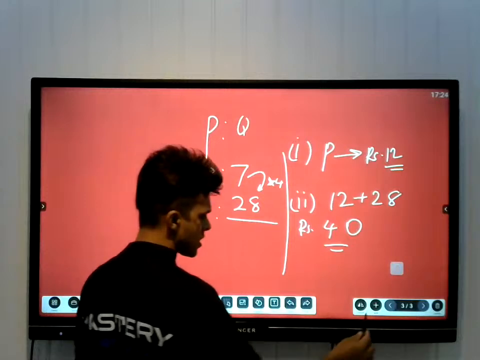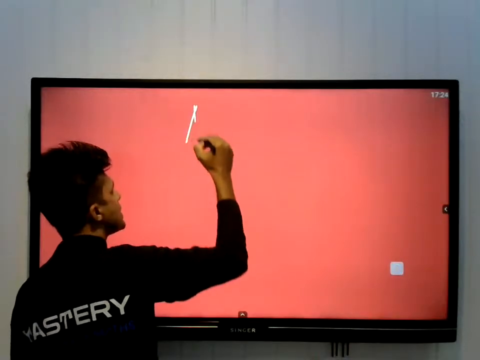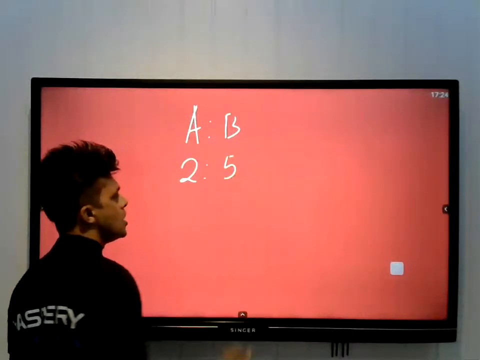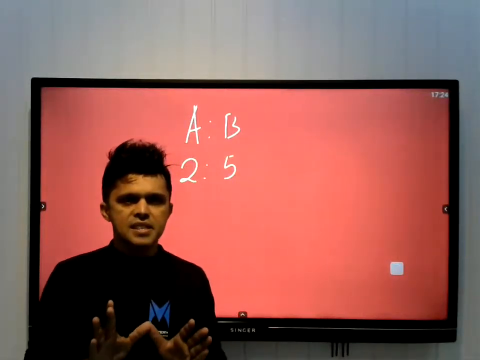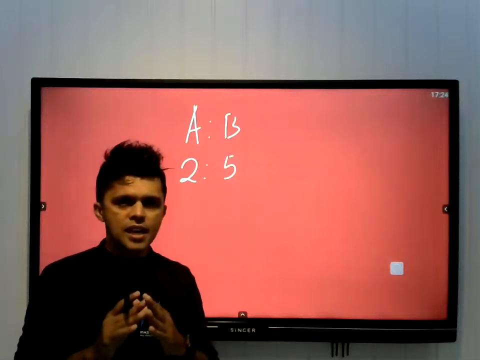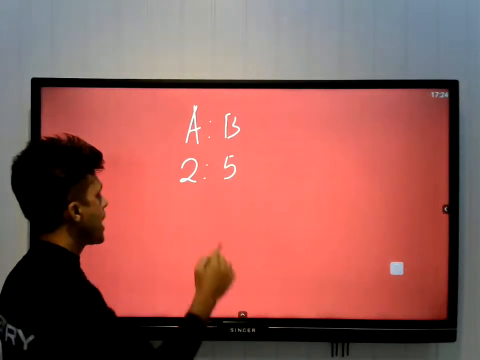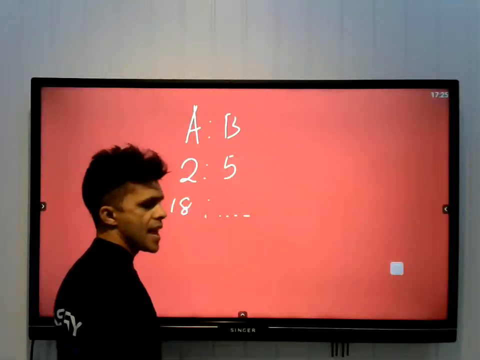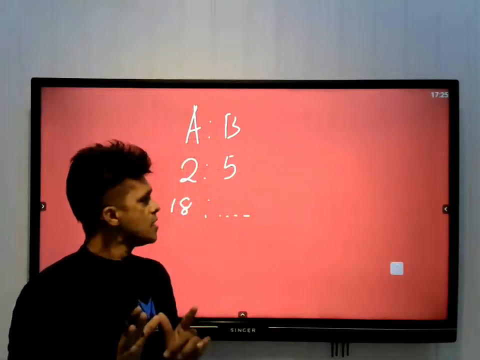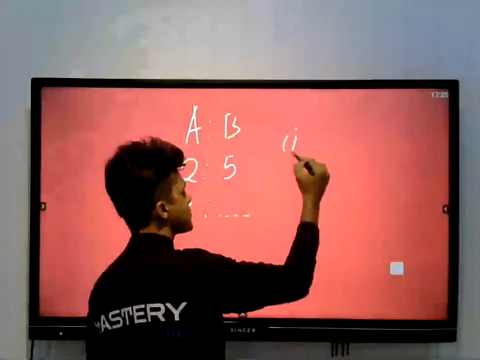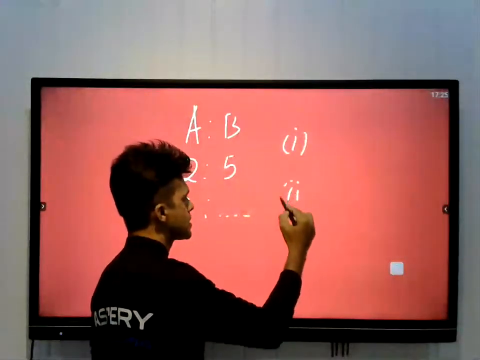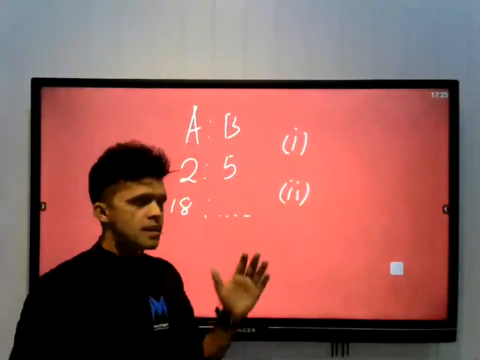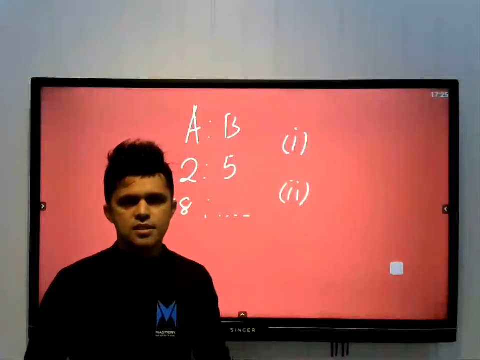We could do another one. When a certain amount is divided in the ratio 2 to 5, the amount taken by A is 18 rupees. The first question is to find the amount taken by B. The second question is to find the divided amount.